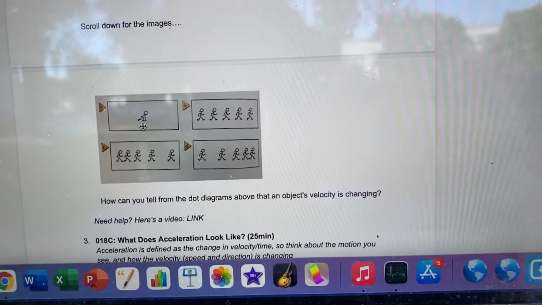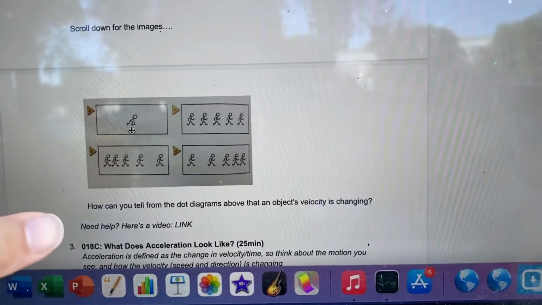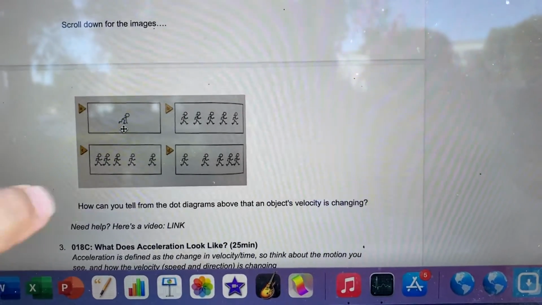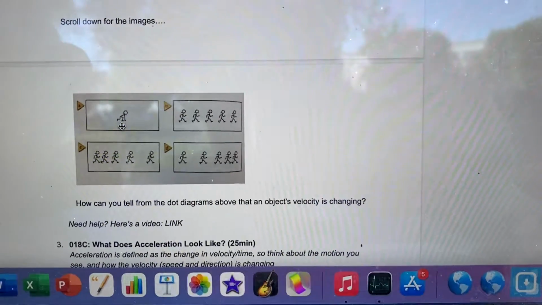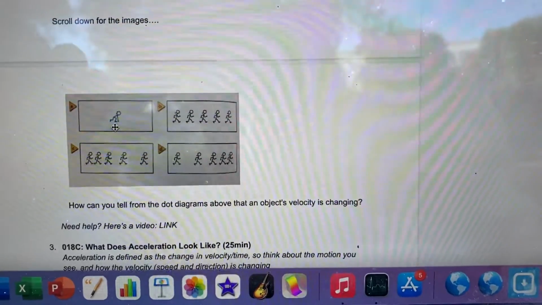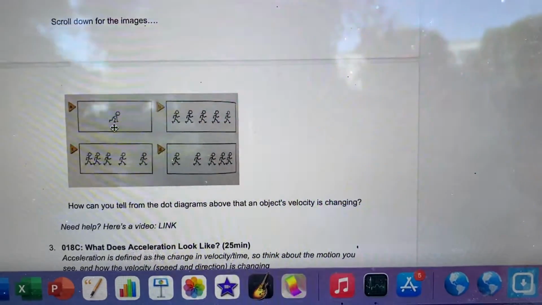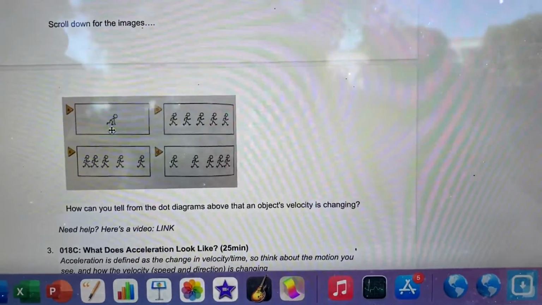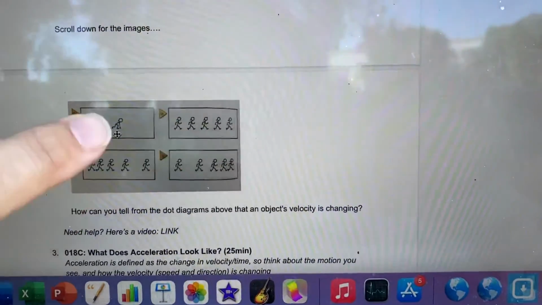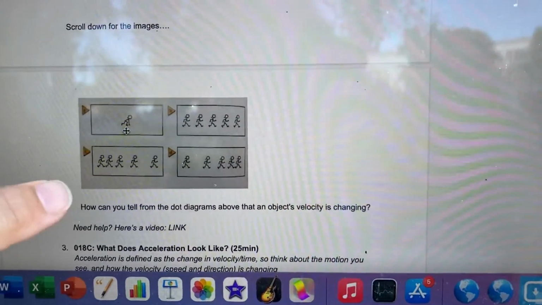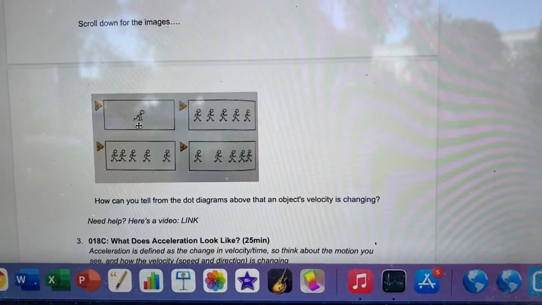So that's the deal. How can you tell from the dot diagrams that the velocity is changing? Because the space in between each picture changes. So the amount of distance being covered during each time interval is changing. Here the velocity is not changing. Here the velocity is not changing. So that's A and B. But for C and D, the velocity is changing. Hope that helps.